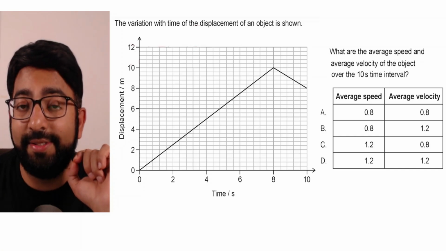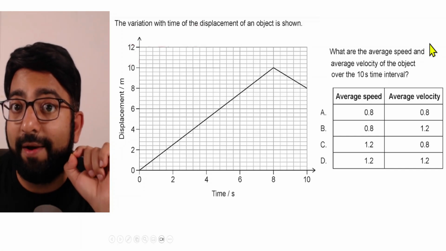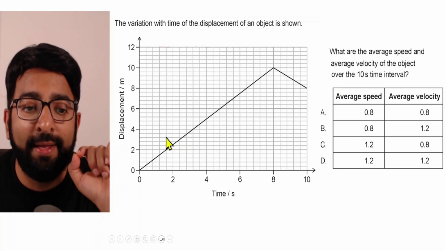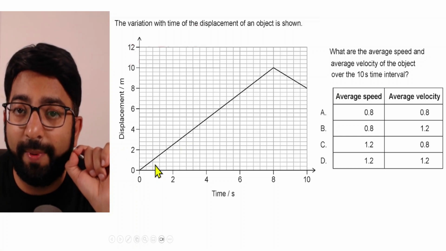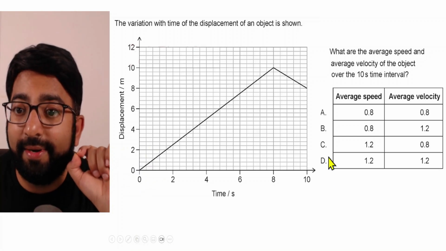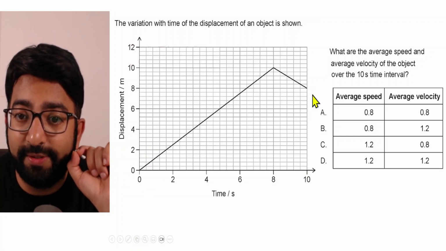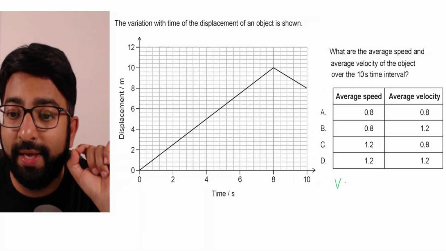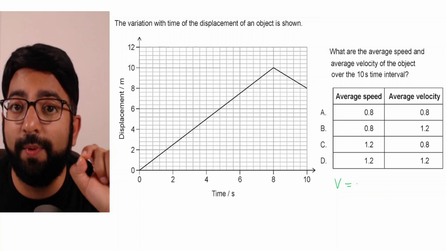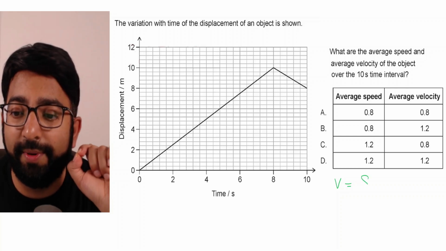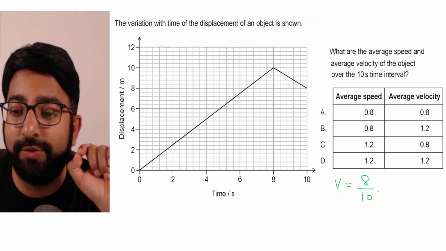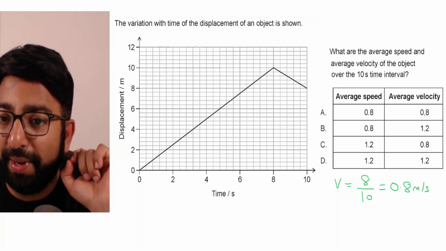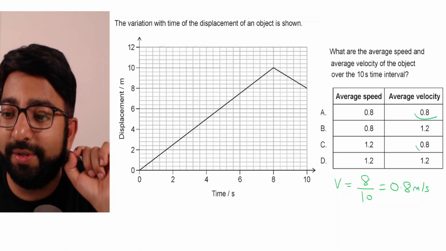So in questions like this, it is easier if you start with average velocity. Average velocity is displacement upon time. So at time t is equal to 0, displacement is 0. And at time t is equal to 10 seconds, we can see the displacement is 8. So let's write down the formula for velocity. Average velocity is displacement upon time. Total displacement is 8 and total time is 10. So this comes out as 0.8 meters per second, which means the answer is either A or C.